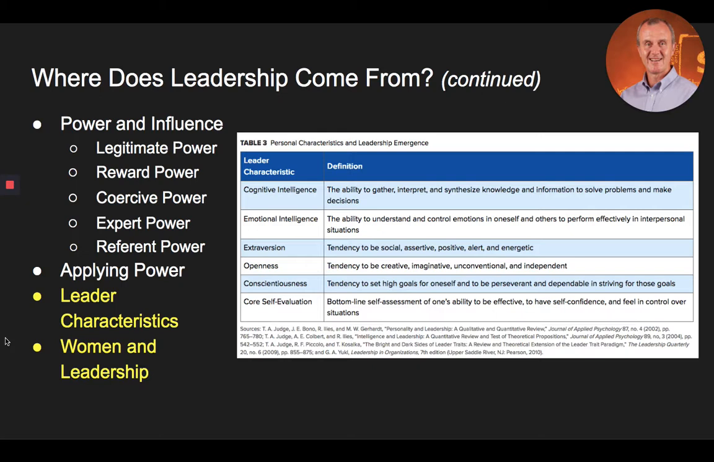Finally, let's talk about the subject of women in leadership. When thinking about the influence of individual characteristics on leadership, it is important to consider the striking disparity in the gender of powerful leaders. Indeed, it is well known that the vast majority of high-level leadership positions in business and politics are today held by men.